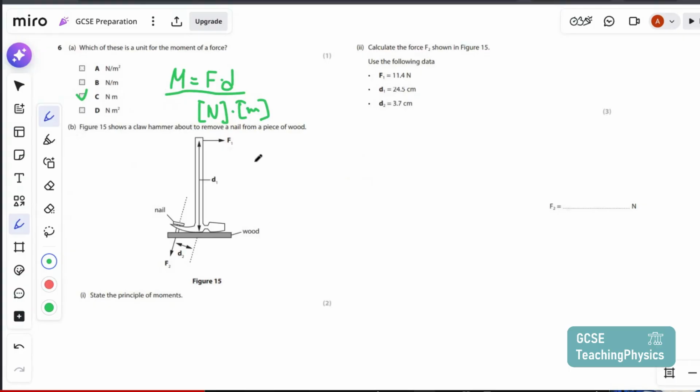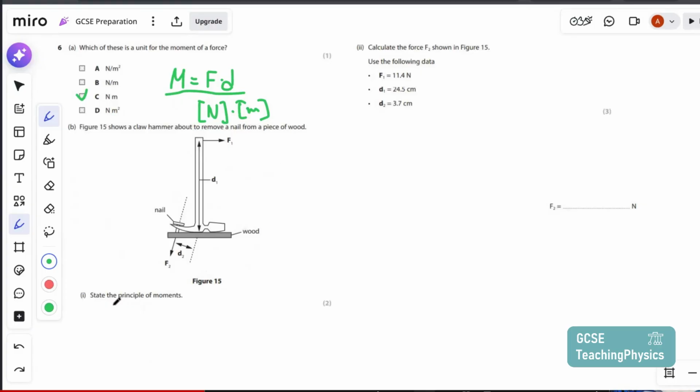Then let's do question B. Figure 15 shows a claw hammer about to remove a nail from a piece of wood. Here is a simple lever machine. Here is the load, here is the effort, and here is the turning point, you see? So a system like this has three most important places: an effort, a load, and a pivot, of course, the turning point itself.